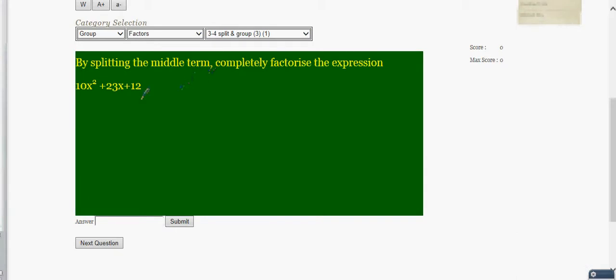And the method that we use in this particular question is, first of all, we take that number 10, a trick that we do in front of the x squared, we multiply that by the plus 12 here. So we're going to multiply that by plus 12, and that'll give us 120. Now what we want to do now is we want to find the factors of 120. Two factors that multiply to give us plus 120, and add to give us plus 23.